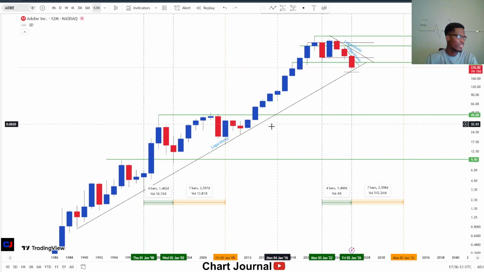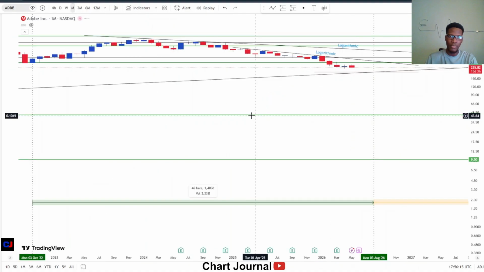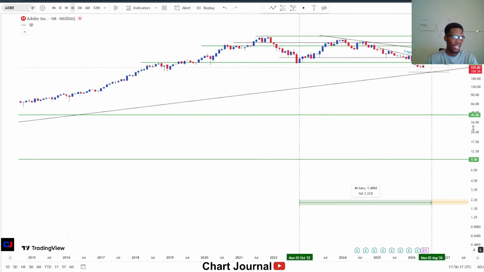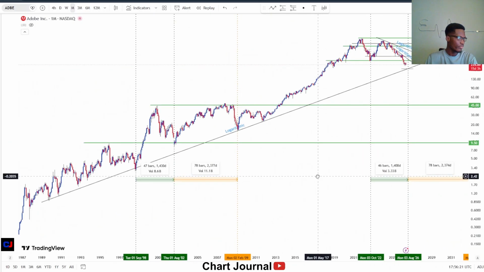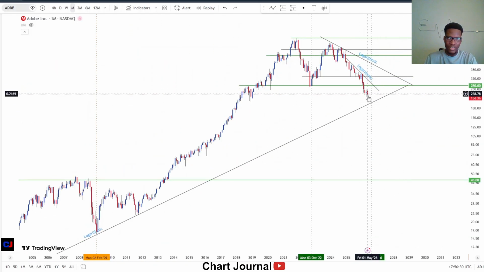Aside from looking at the timing, let's go down to the monthly chart. We can look at this trend line as well. Looking at this trend line, we came to hit here, went higher, hit here, went higher, hit here, went higher, multiple times. And we are heading lower into this trend line.